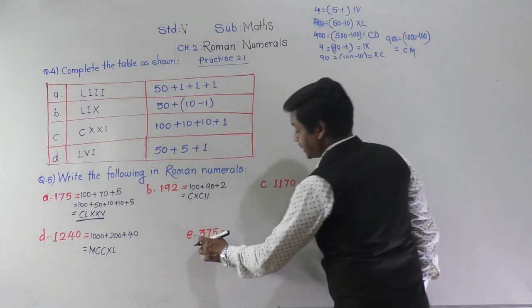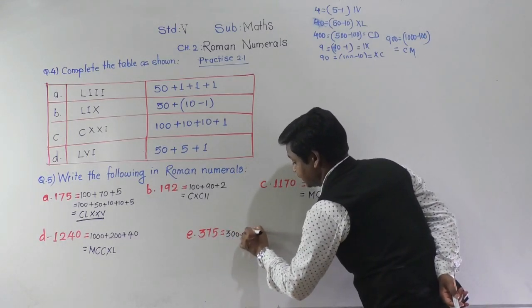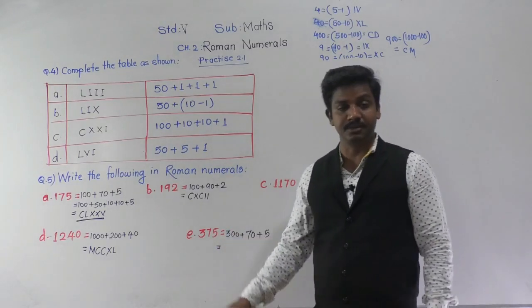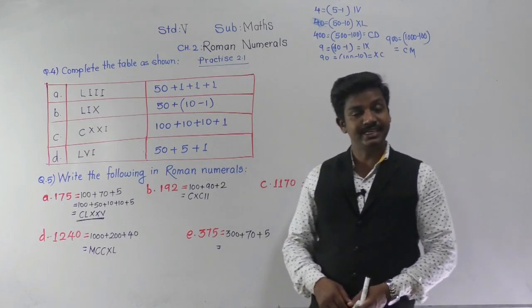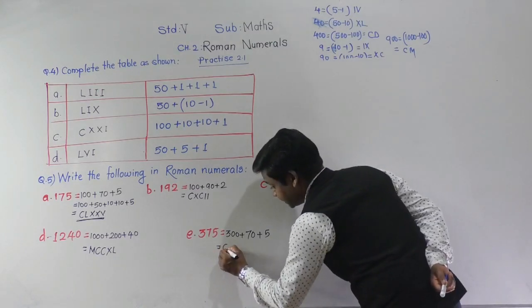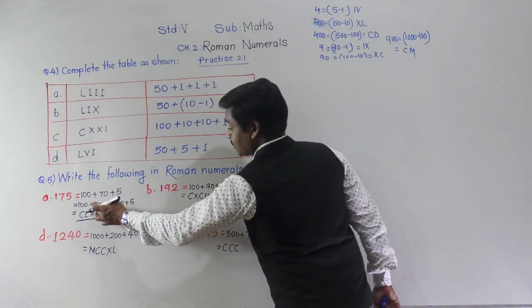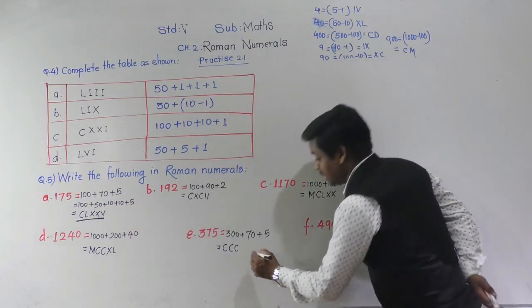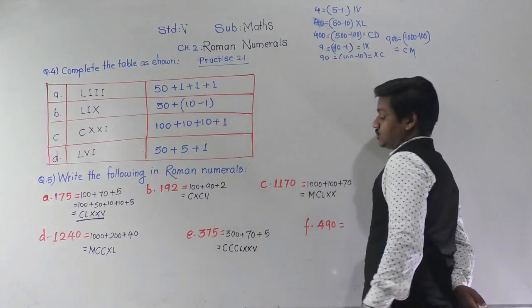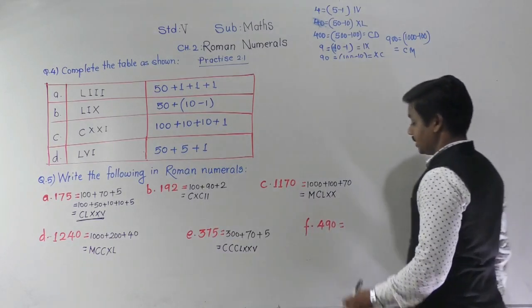Next, 375. 375 means 300 plus 70 plus 5. Again, for 300 we don't have a special symbol, but 300 means 3 times 100, and we can repeat C 3 times, C, C, C. For 70, 50 plus 10 plus 10, that is L, X, X. And for 5, V. So CCCLXXV, that is 375.